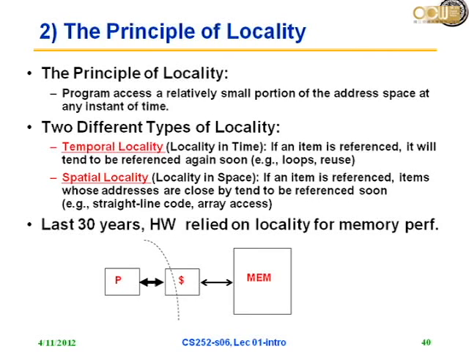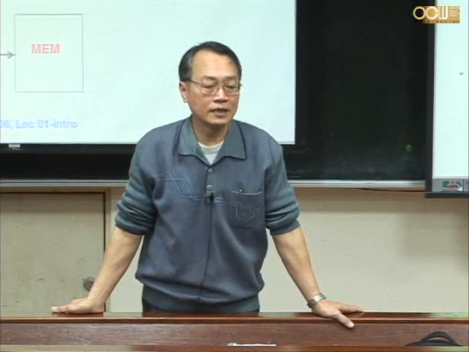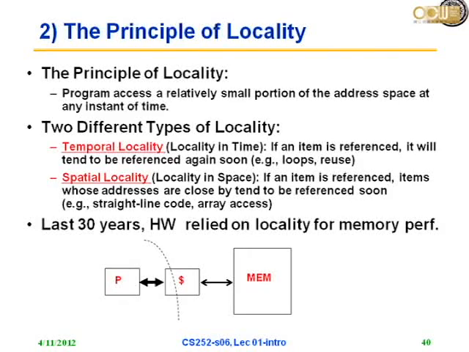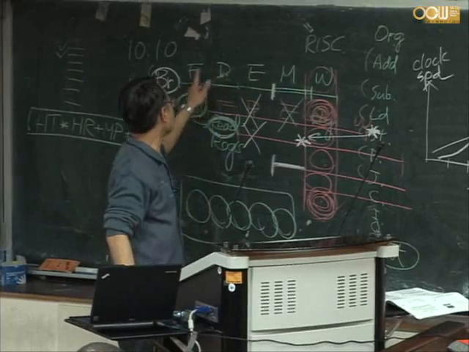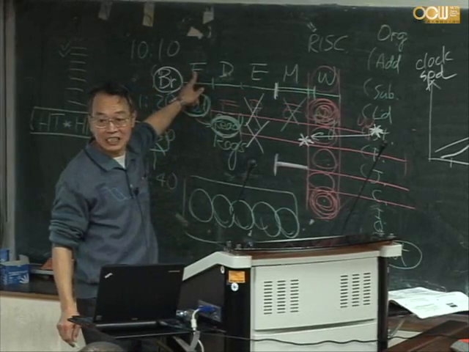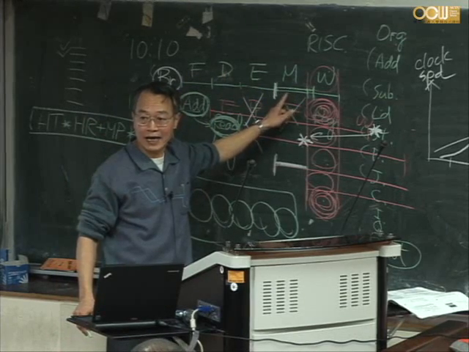Because it needs to fit in the pipeline. It should be balanced. This first level cache cycle time is in play with all other stages. And all these are CPU components. The only exception is this. This is the level 1 cache.